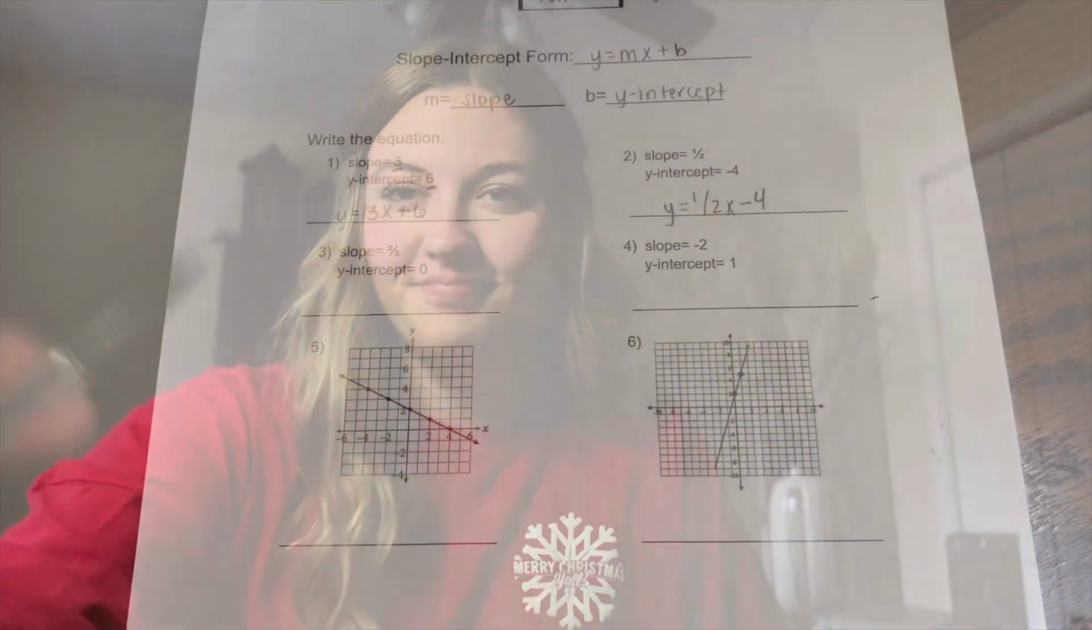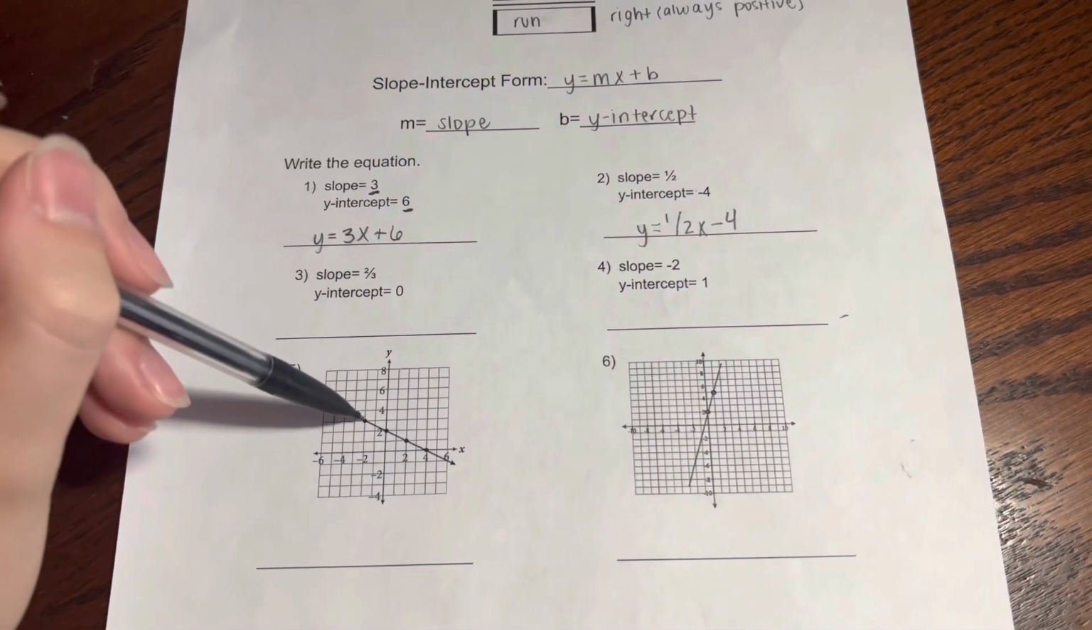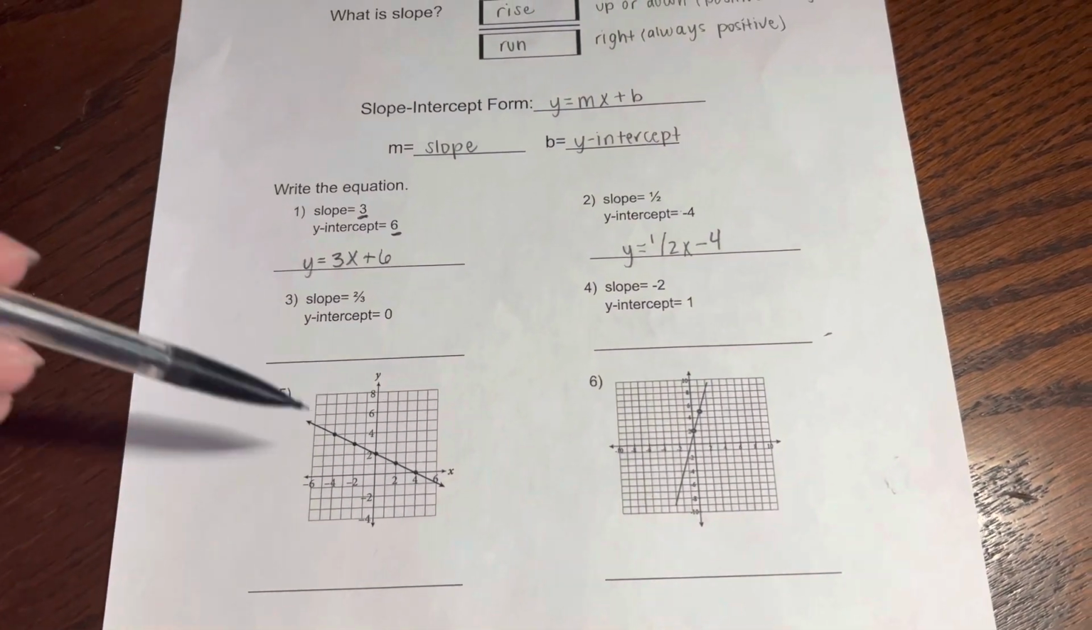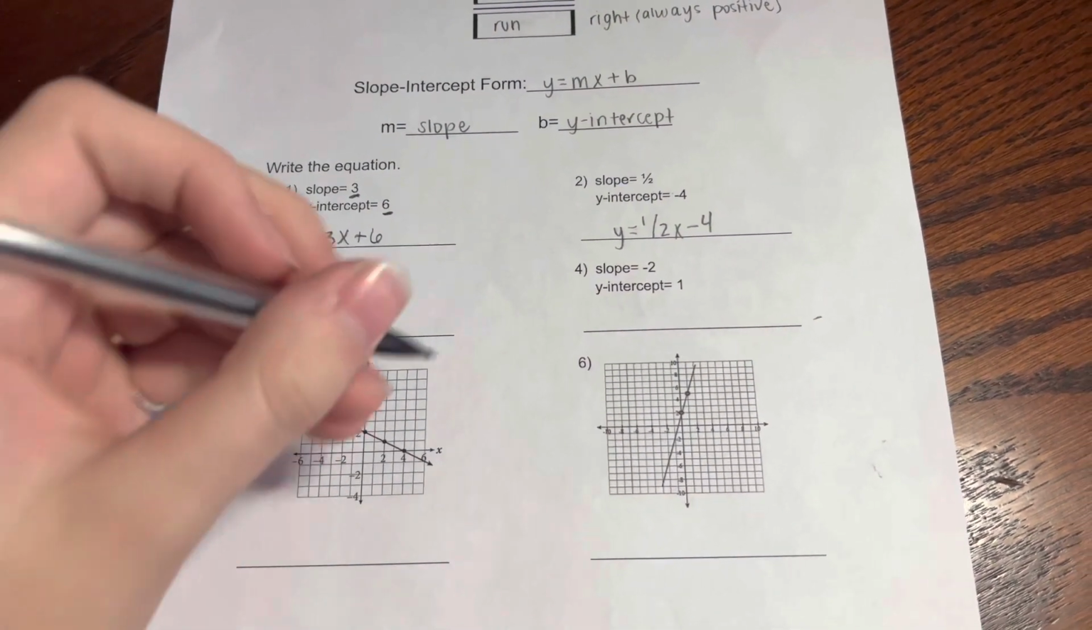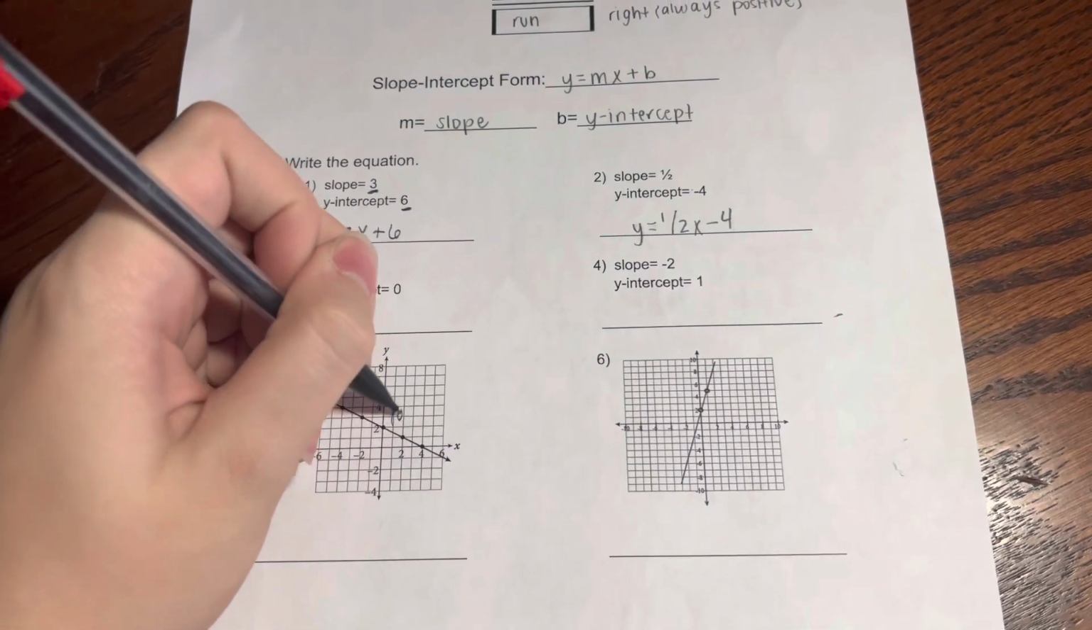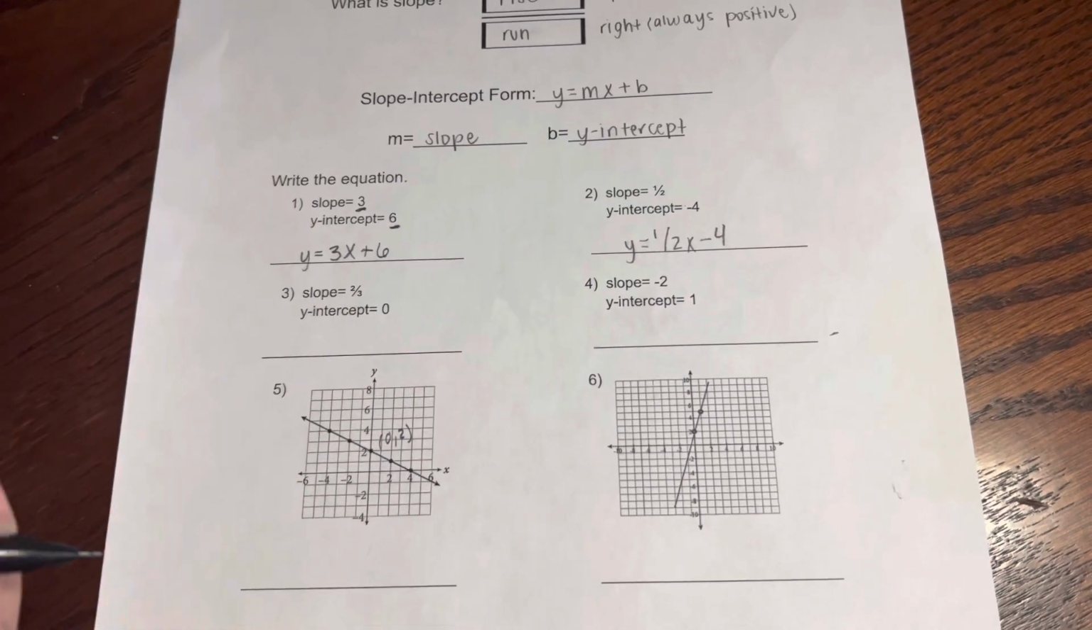Now that you know how to create your own equation, we're going to pull an equation from the graph. This is number 5 and 6. Let's look at 5 together. There are some points that are plotted throughout this line, but first you're going to look at where the line crosses your y-axis. And that point is (0, 2).